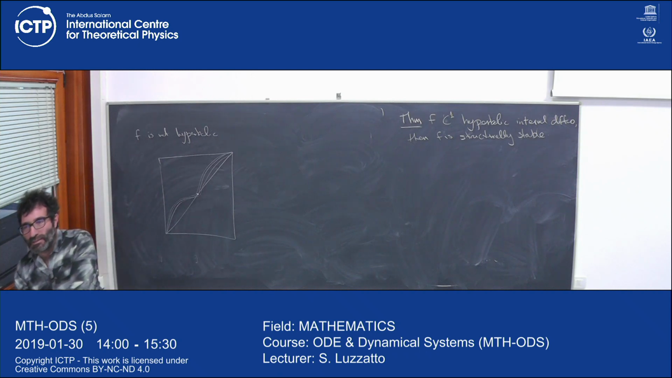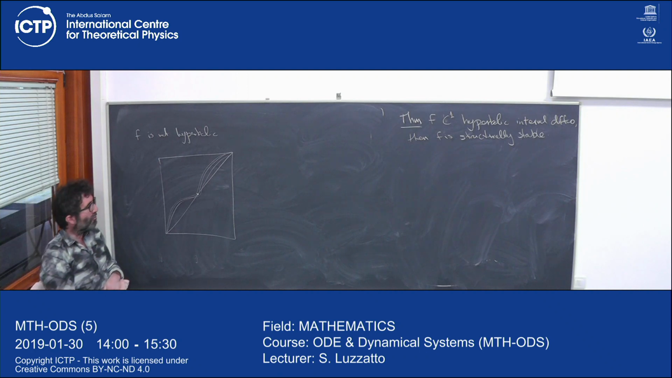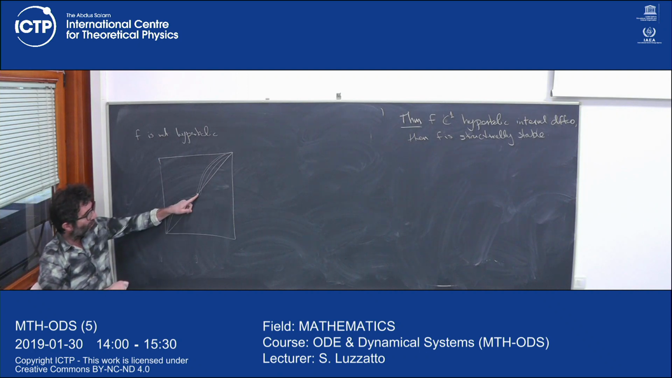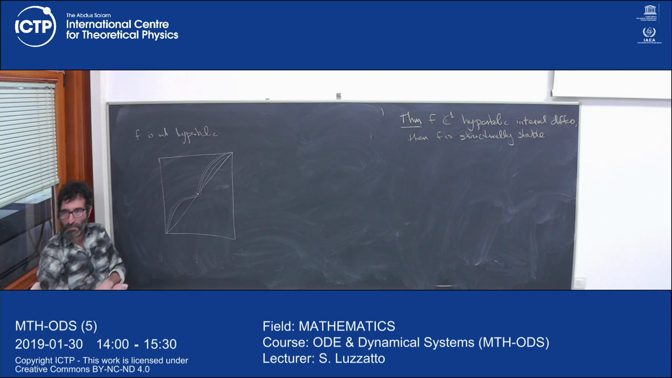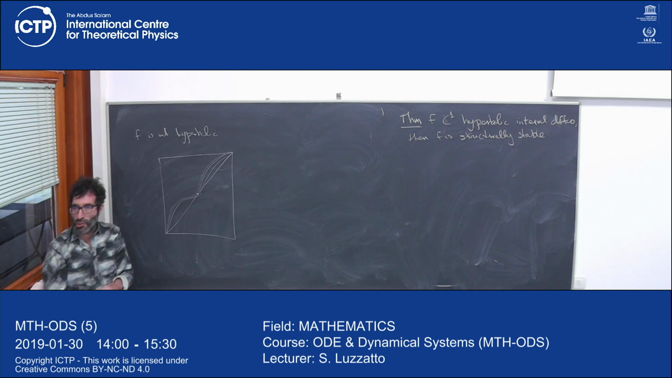It's very interesting what happens here. And so, of course, this map cannot be topologically conjugate either to this one or to that one because they have a different number of fixed points. This is sometimes called a bifurcation.